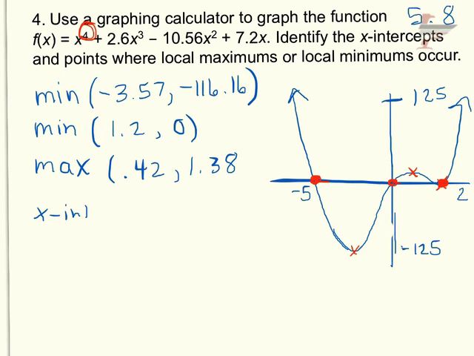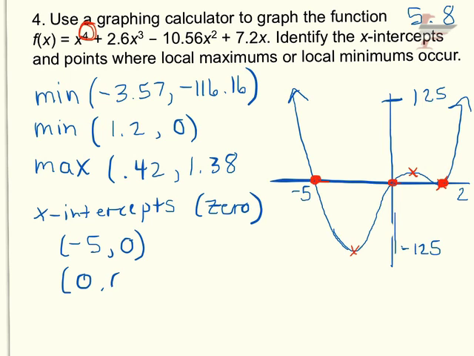So for your x-intercepts, again, you go to calculate, and you choose zeros, right? I'll put that in parentheses, so choose 0. The furthest to the left is at negative 5, 0. Going through the origin, it is exactly 0, 0. And then the furthest one to the right is the same as my minimum. So that was 1.2 and 0.